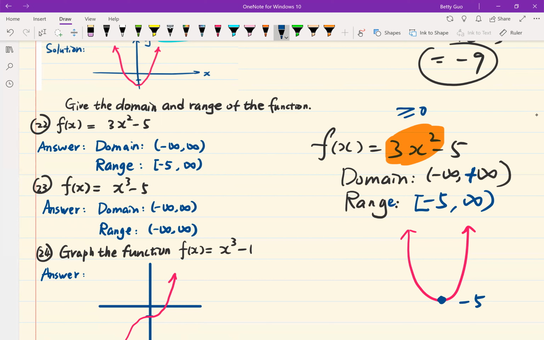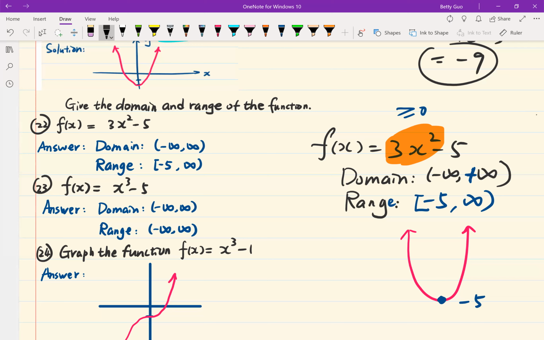Number 22 might be a bit challenging. You need to understand the definition for range very well. The domain is all real. As I said, the domain for any polynomial function is all real, from negative infinity to positive infinity. The range instead is not all real. It has a minimum if the leading coefficient is positive. I explained why: the orange part is bigger than or equal to 0, so the whole function is bigger than or equal to negative 5.